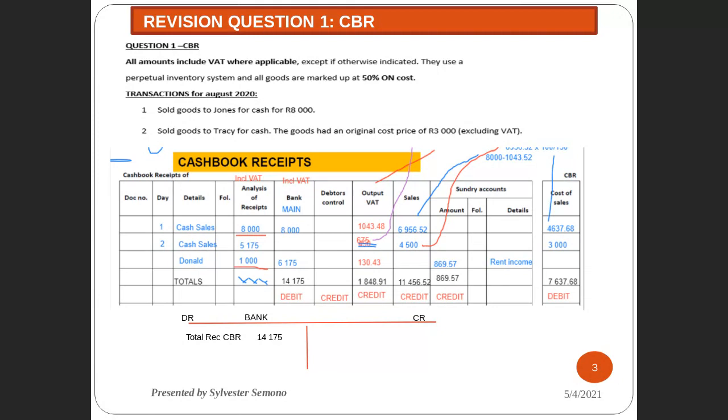So can you see, this is how to deal with the bank. You always have total receipts. So if this was a cash book payment, you will have the total payments. But I'm going to show you the payments thereafter.